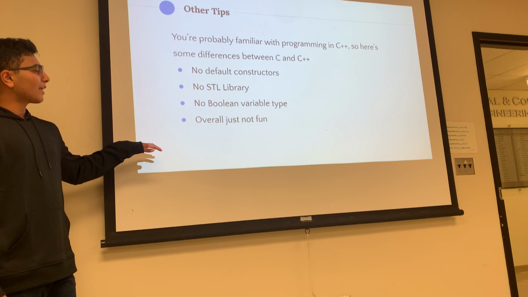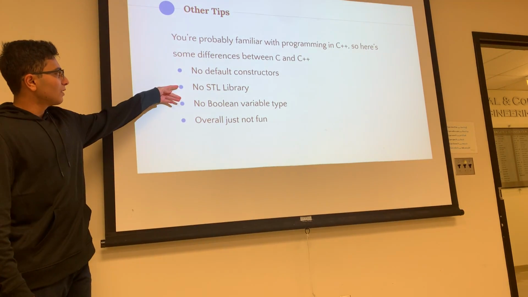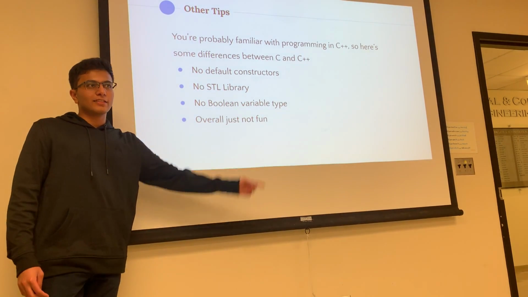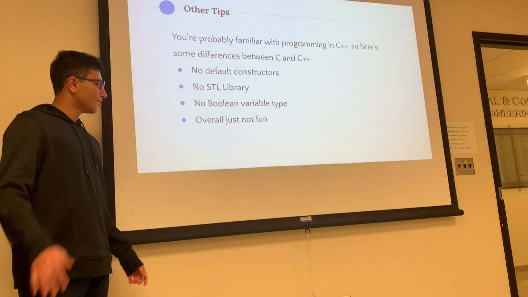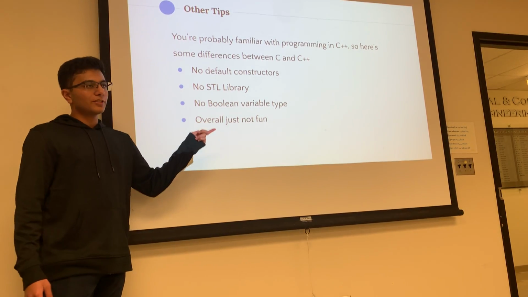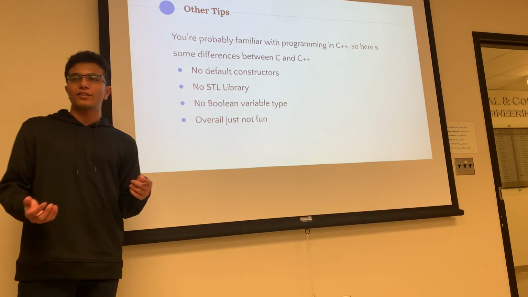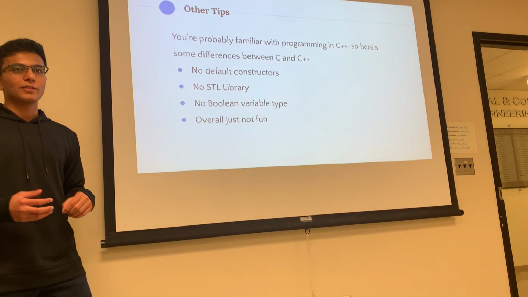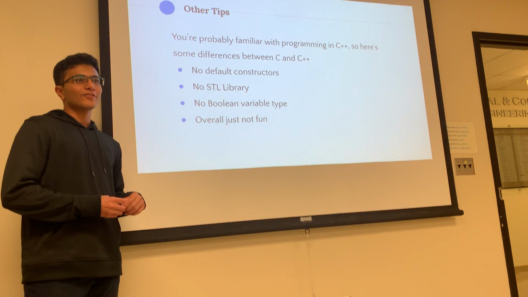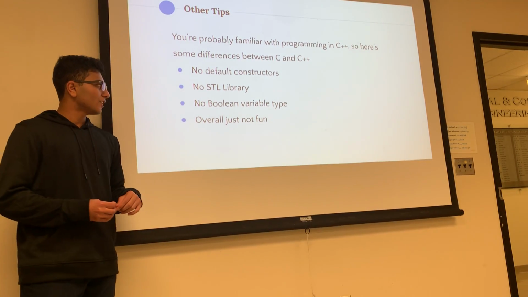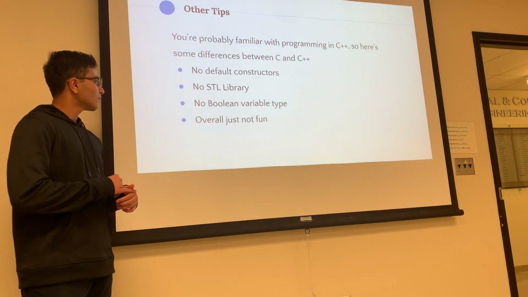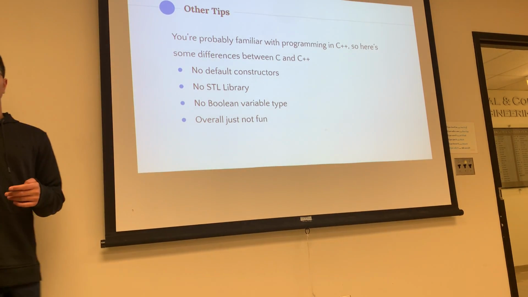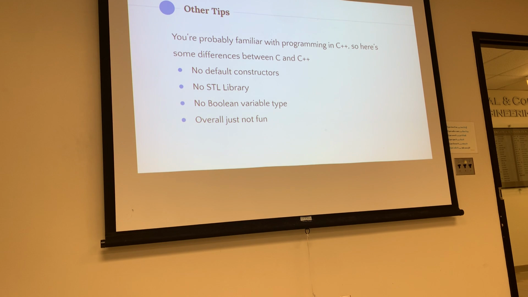So, some other tips related to C and C++. None of these really matter that much, except for maybe these two. First of all, there's no STL library in C, which means you can't just include queue. And also there's no Boolean type in C, which most of you should already be familiar with, because you guys have been coding the rats so far. But if you want a Boolean, just use some sort of integer to represent the 1 or the 0. And overall, it's kind of just a pain to program in C.